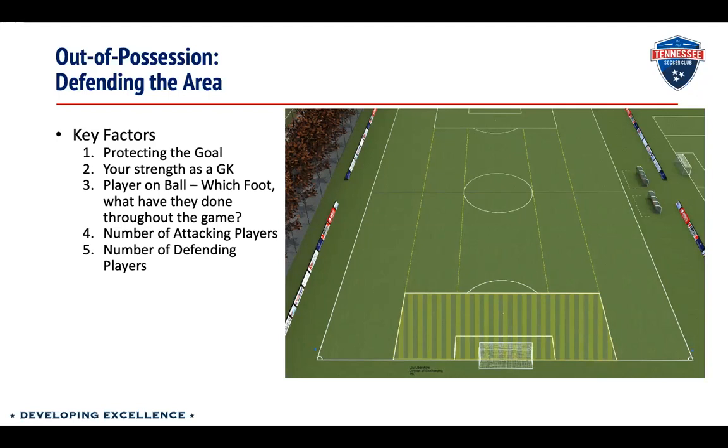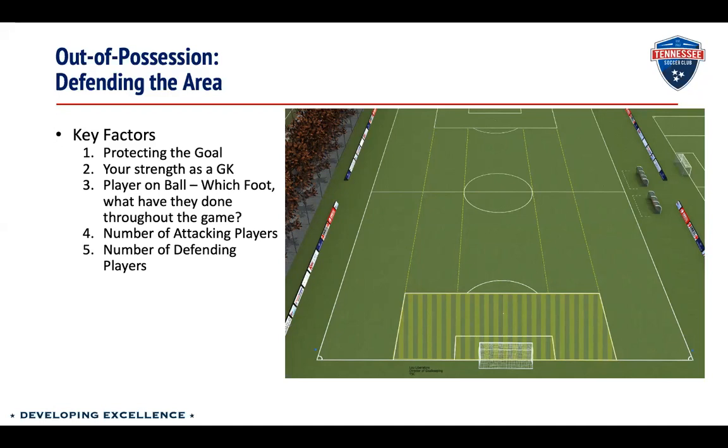The other thing we have to consider in these moments is the player on the ball. What have you noticed about them throughout the game? Which foot are they favoring? How do they like to strike the ball? Do they have a player who's their favorite target? As you get older, hopefully some scouting footage will help you with this a little bit, but you have to be observant as a goalkeeper with those attacking players.